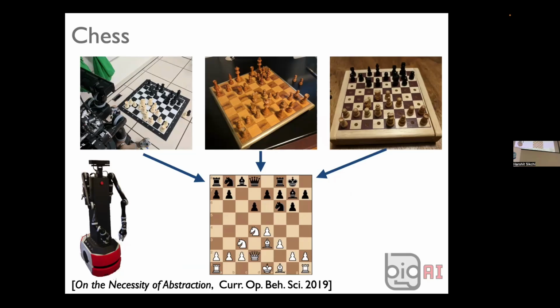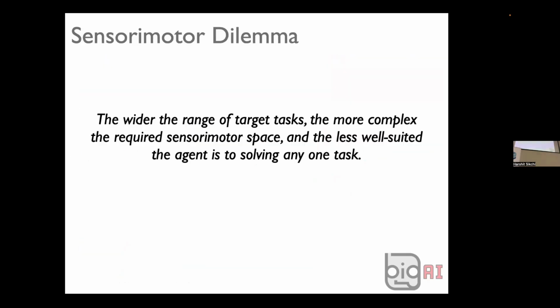But I think you have to do it, because of what we call the sensorimotor dilemma. If you want to build a generally intelligent agent, the wider the range of target tasks you want that agent to solve, the more complex the sensorimotor space needs to be, because it needs to contain a union of all of the observation spaces and all the action spaces of those individual tasks. That's an unavoidable obstacle for a generally intelligent agent.